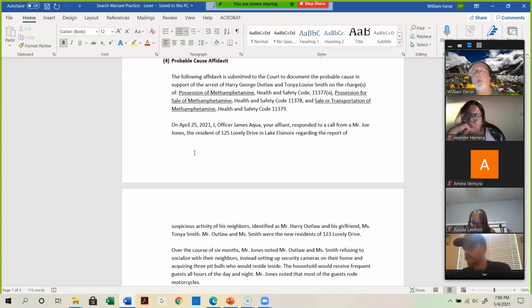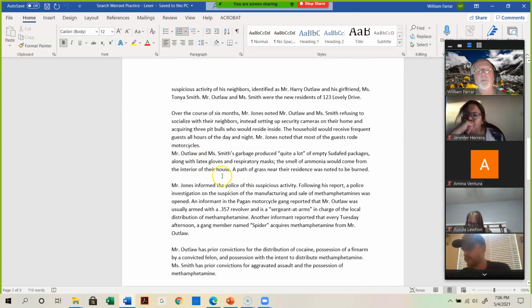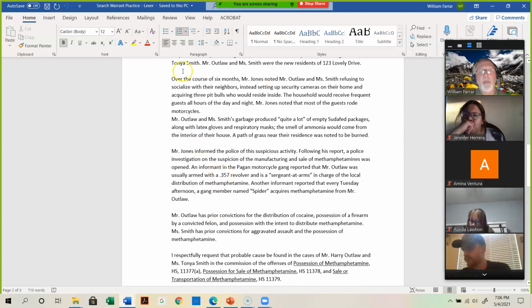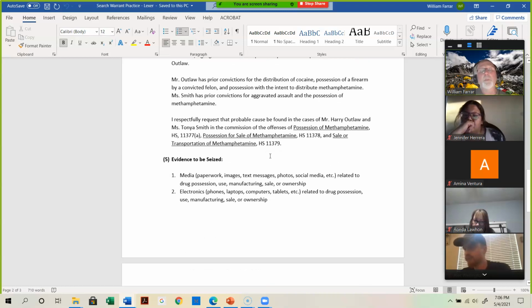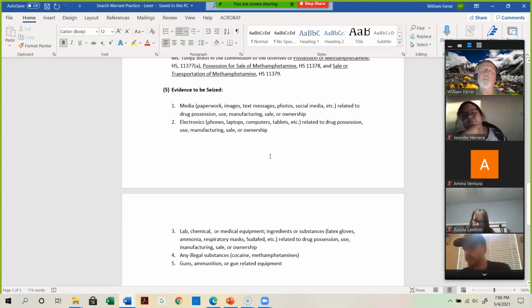My informant said this, or this person said that. So it's going to be almost like an interview. So just make sure that, and this is pretty good length, there's enough information in here to convince that judge, that magistrate, that, hey, there must be something going on there. I think it's this, and I think you're right. You're going to find it there. So that's really important.